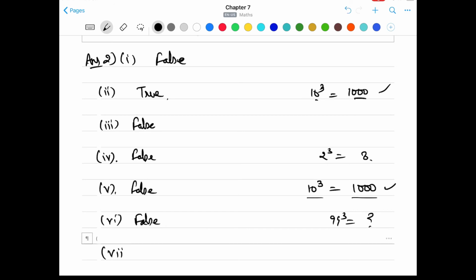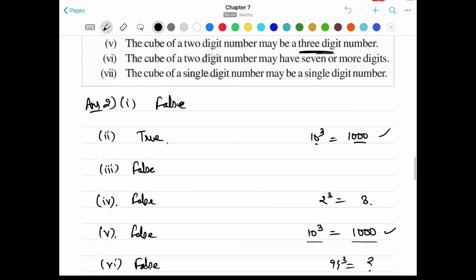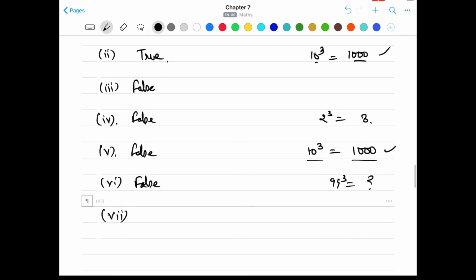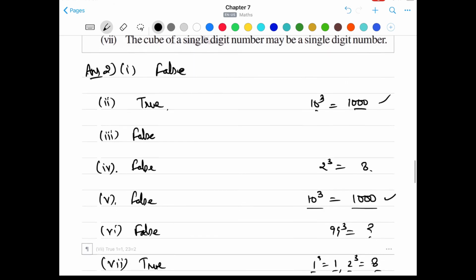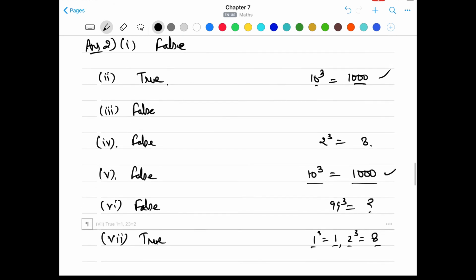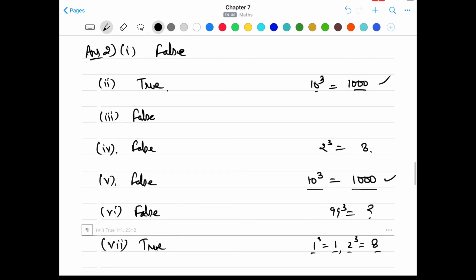Next one is part 7. Here we have: the cube of a single digit number may be a single digit number. This is true. The reason is, the cube of 1 is equal to 1 and the cube of 2 is equal to 8, so the cube of this single digit number is also a single digit number. So that's the answer of question number 2 of exercise 7.2. Only the second and the last, which is the 7th one, are true, and the rest 5 are false.